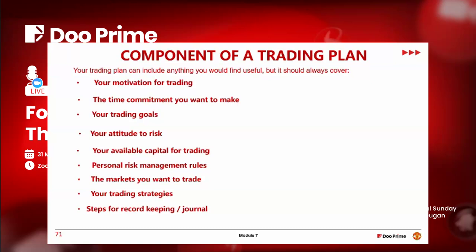What are your trading goals? What do you want to achieve with trading? What do you want to do with trading? Make $1 million in a year, $2 million in a year. You want to buy a Lamborghini, you want to buy a house. Is it financial freedom that you want? What are your trading goals? Have them stated out. Now, your attitude to risk.